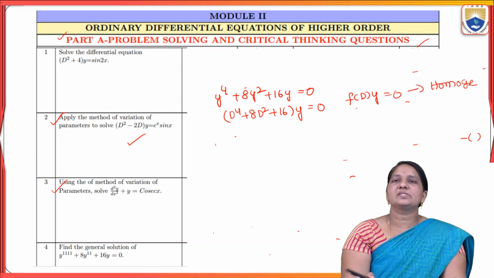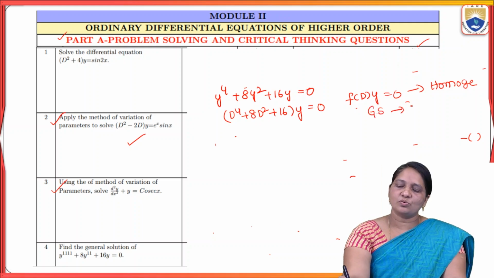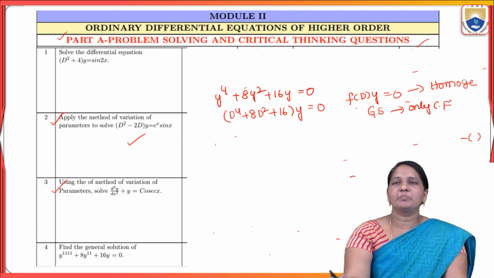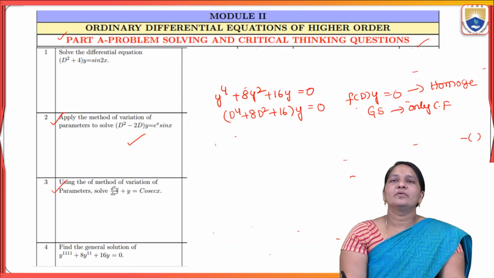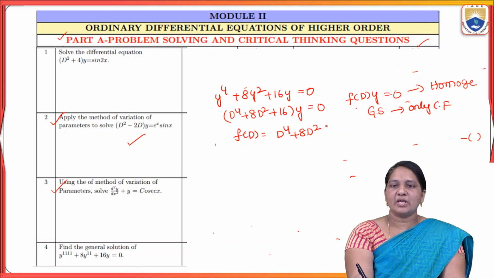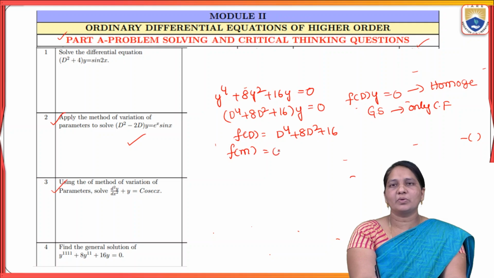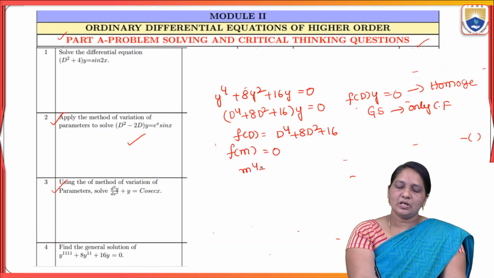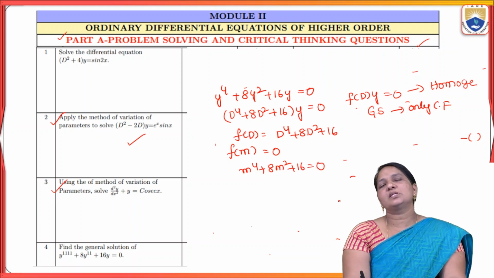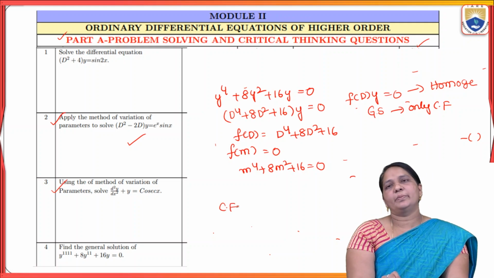This is homogeneous equation. If it is homogeneous equation, what is the general solution? General solution is only complementary function. That means to find the complementary function is enough for the solution. So finally what is f of d value? F of d value is d power 4 plus 8 into d square plus 16. So from this we are writing the auxiliary equation, that is f of m equal to 0. So m power 4 plus 8 into m square plus 16 equal to 0. So for this equation we are going to calculate the roots. After then we can write the complementary function.